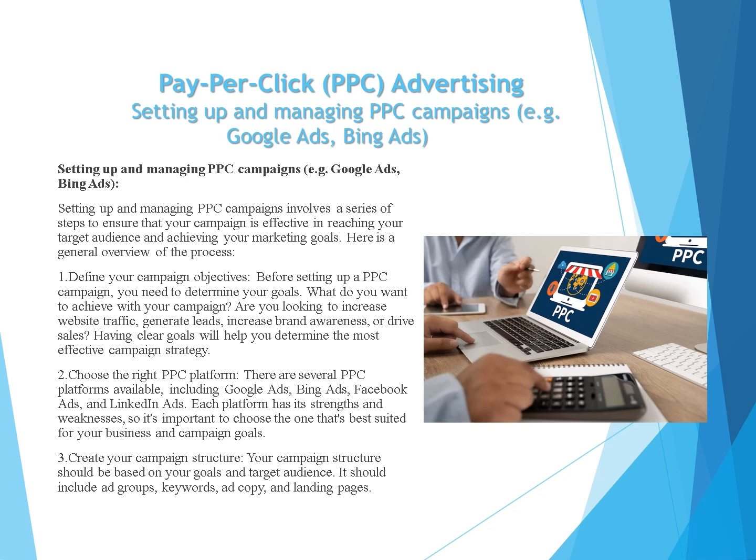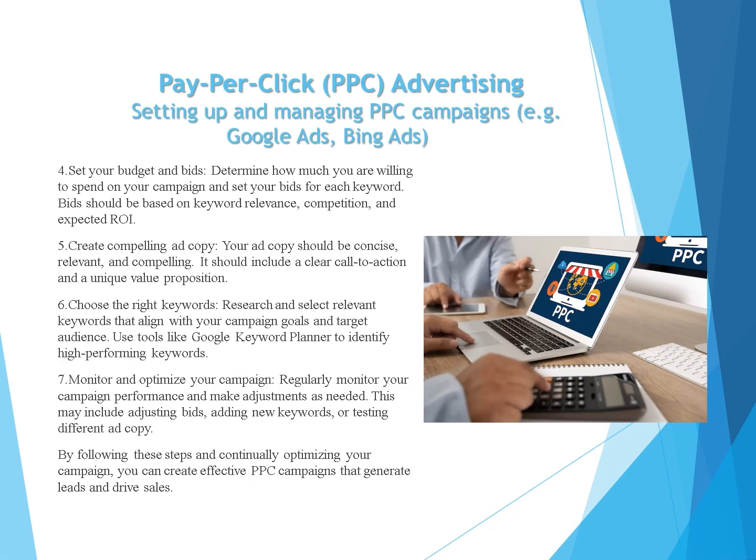3. Create your campaign structure. Your campaign structure should be based on your goals and target audience. It should include ad groups, keywords, ad copy, and landing pages. 4. Set your budget and bids. Determine how much you are willing to spend on your campaign and set your bids for each keyword. Bids should be based on keyword relevance, competition, and expected ROI.